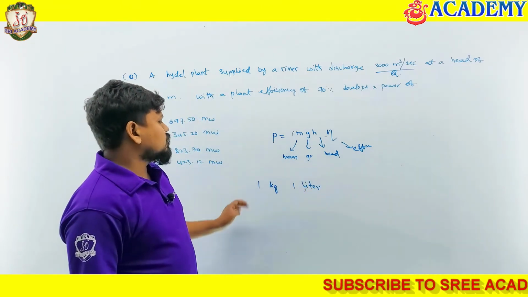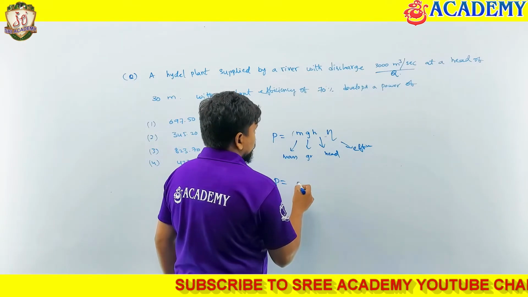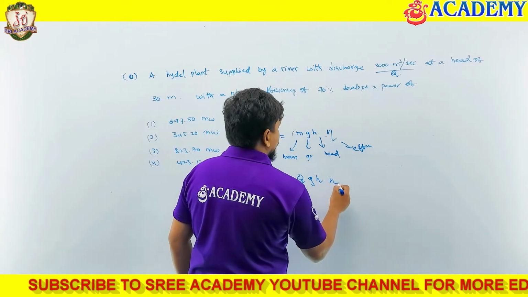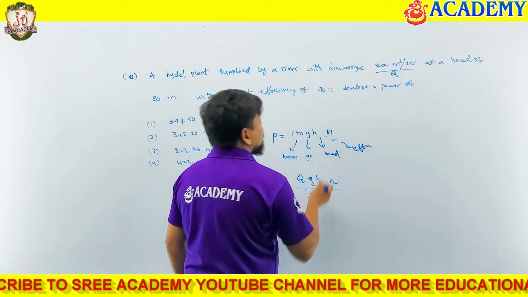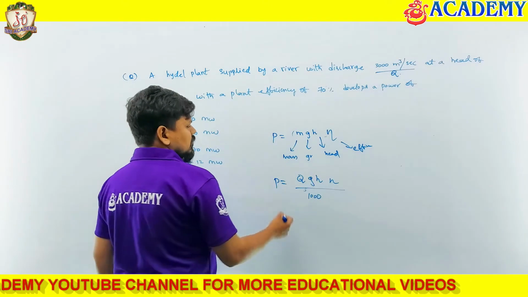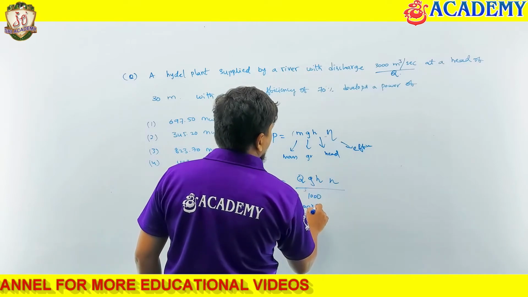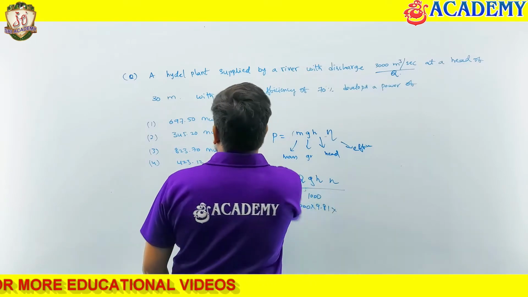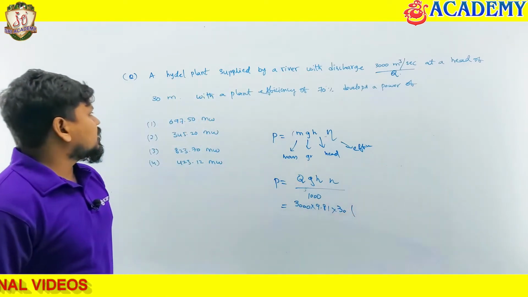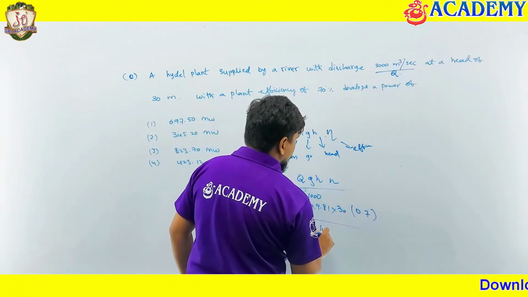Based on this, the same formula we can change as P equals, instead of m you will give Q g h efficiency divided by 1000, because we are taking it in meter cube. That's why we have to consider it like this. If you substitute, it is nothing but 3000 into g, 9.81, into head, 30. And efficiency they have given as 70%, 70% means 0.7, divided by 1000.